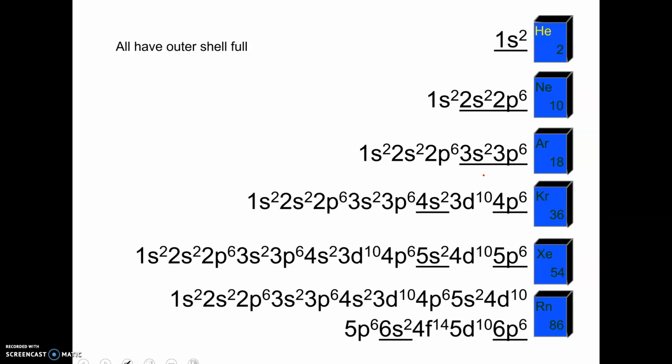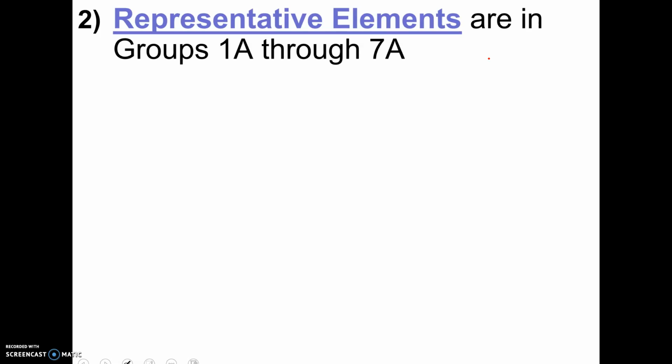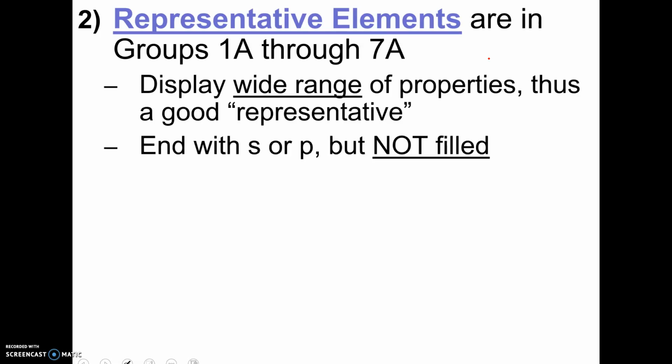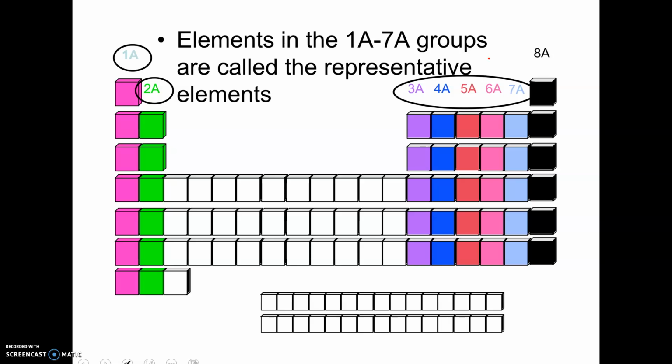So you look here, all completely filled outer shell. 6s2, 6p6, 5s2, 5p6, 4s2, 4p6, etc. All completely filled outer shell. Representative elements, they are kind of a good representative. This is basically everything in S and P except the noble gases. Again, earlier I told you that sometimes the noble gases are considered representative elements too. But for purposes of this, it's these. So because these have their own special properties.